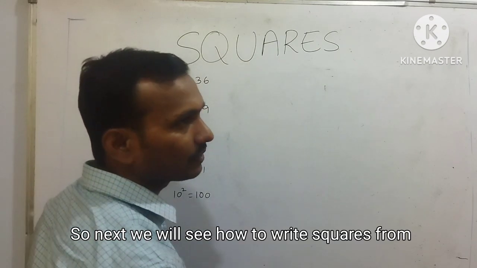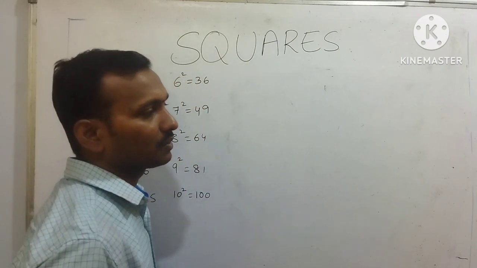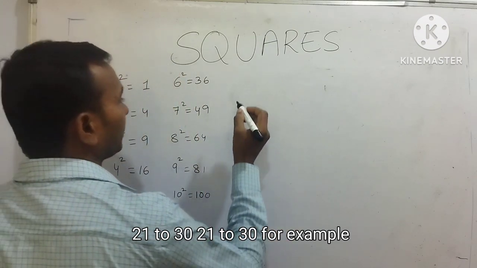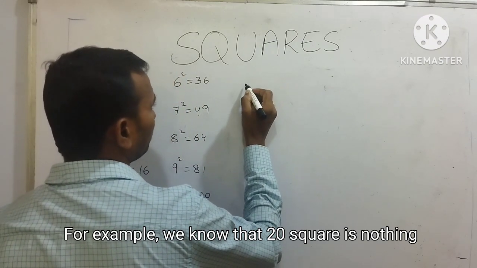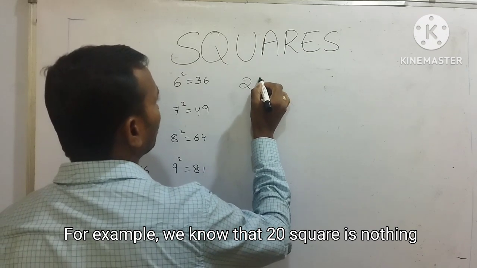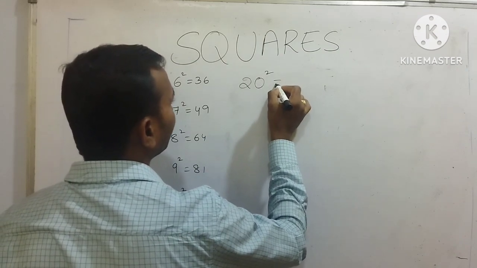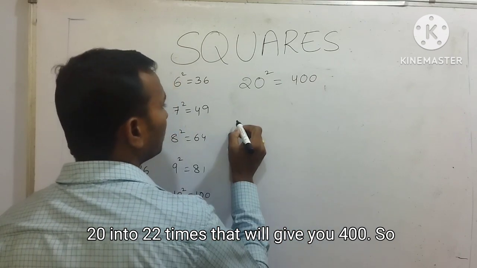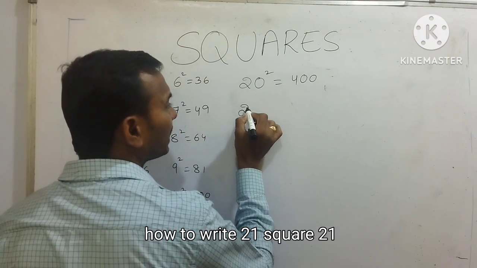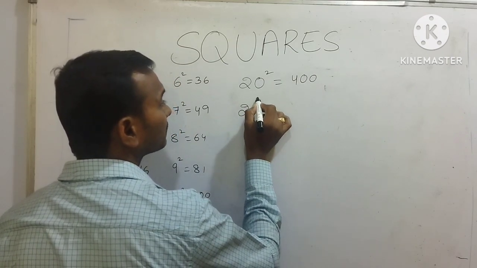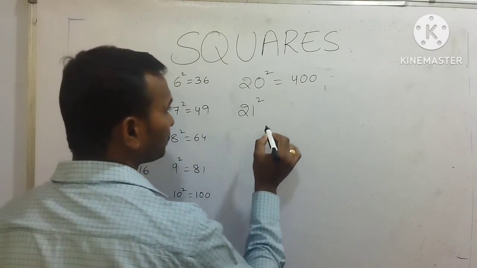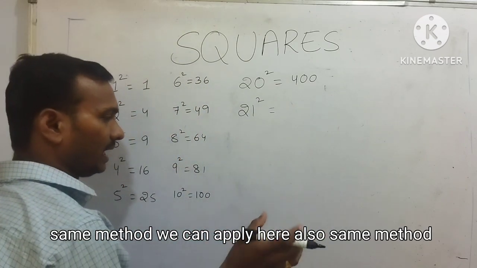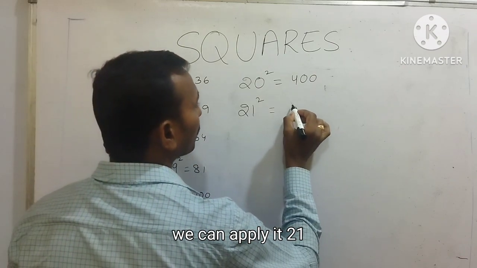So next we will see how to write squares from 21 to 30. For example, we know that 20 square is nothing but 400. 20 into 20, that will give you 400. So how to write 21 square? Same method we can apply here also.